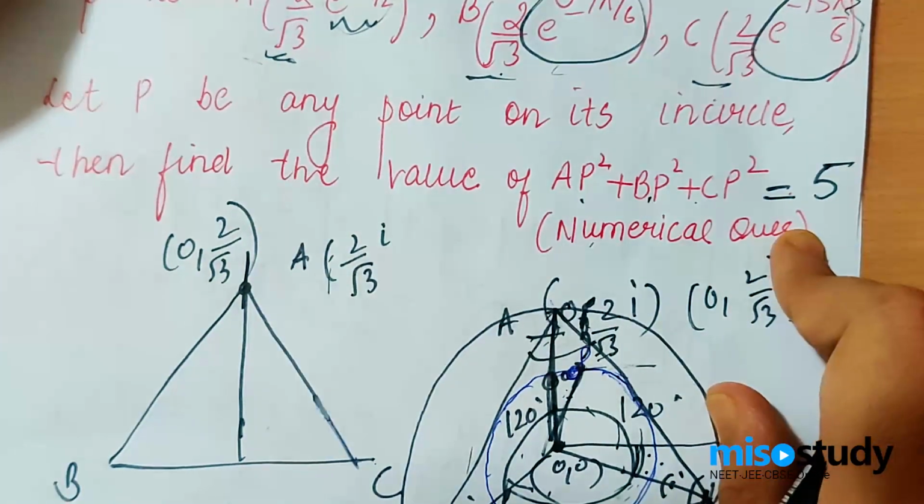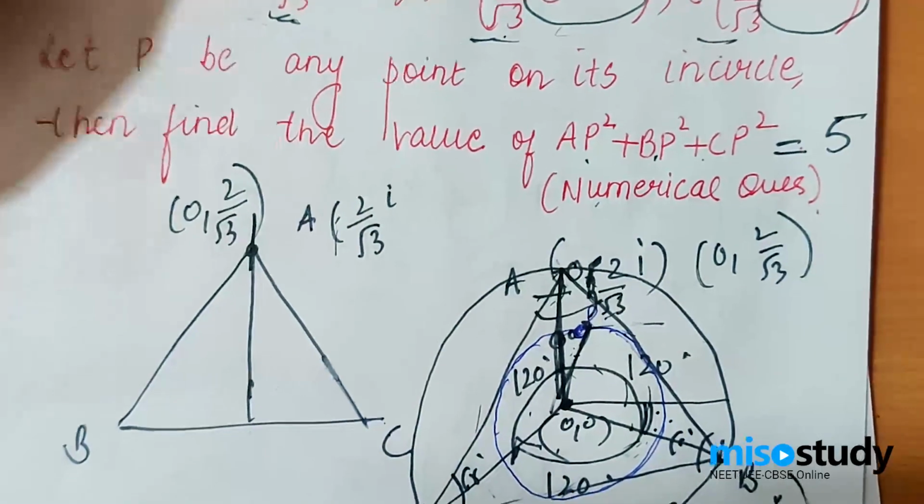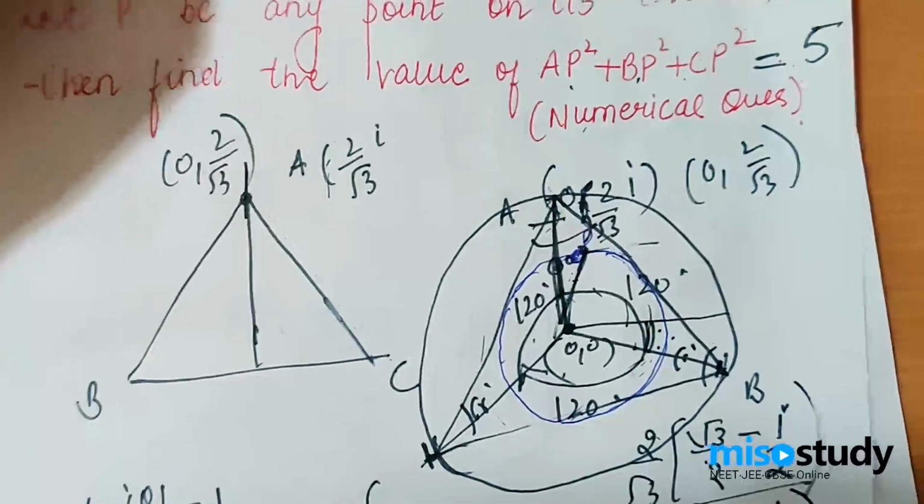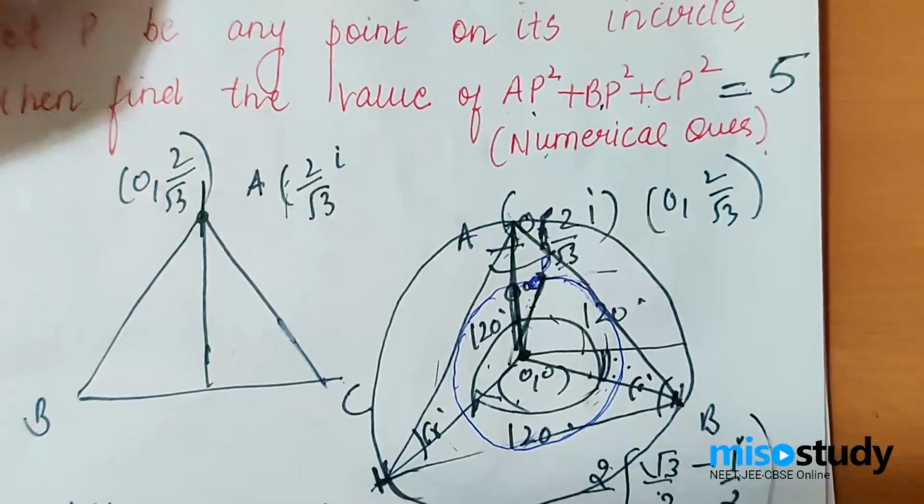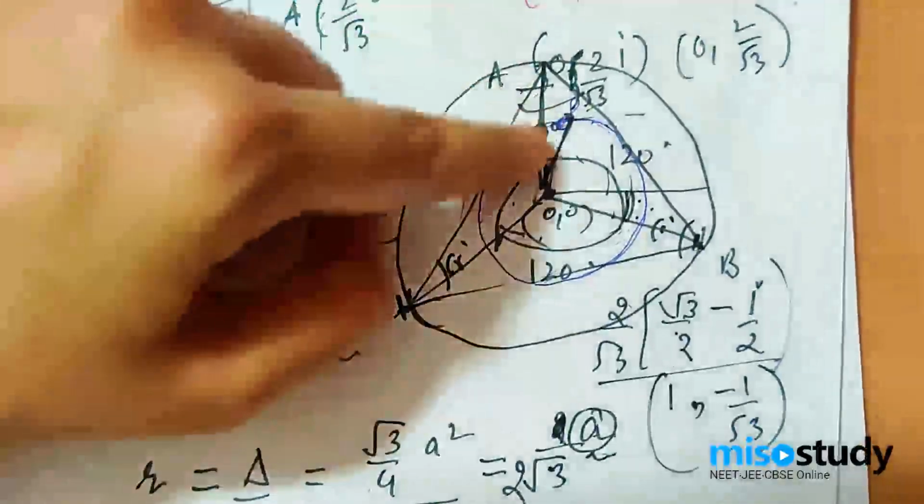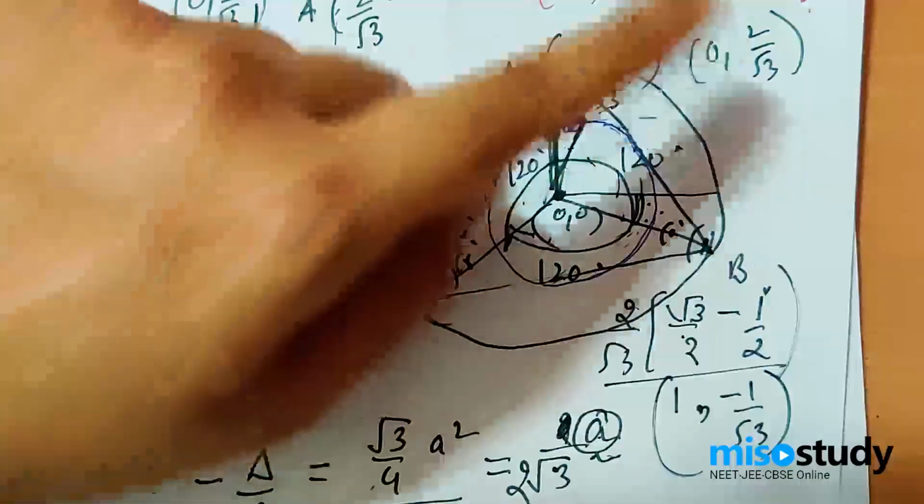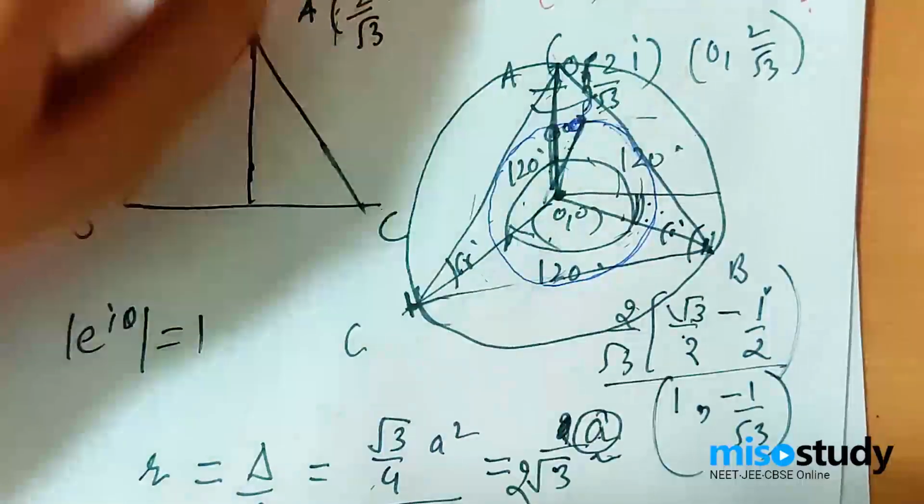And this was a numerical question. I hope you don't find it difficult, because it was a little lengthy for sure. Let's just revise it once again, since we were asked to find out AP square plus BP square plus CP square. So we first of all found out that P is the point on the incircle. Okay, and now I need to find out AP square, BP square and CP square.